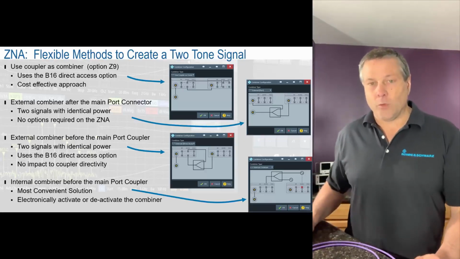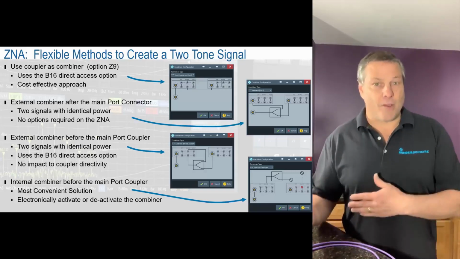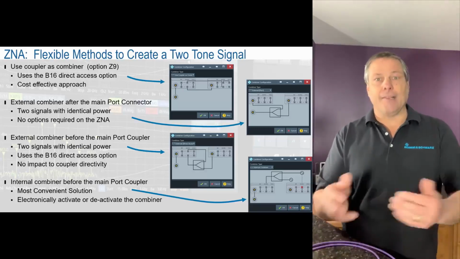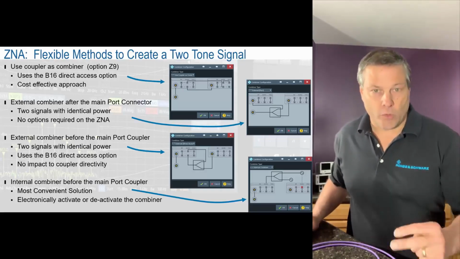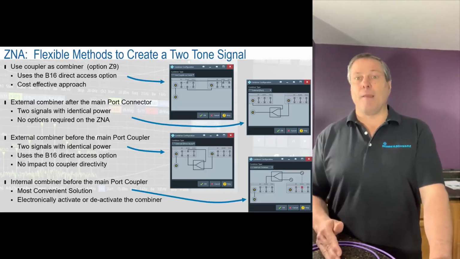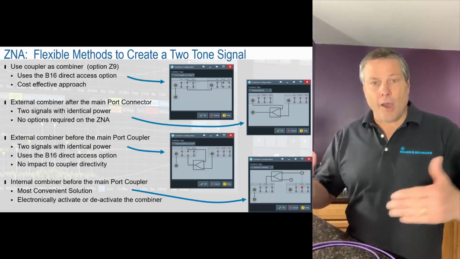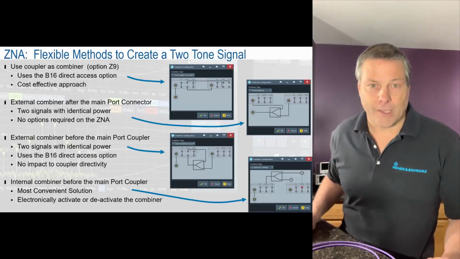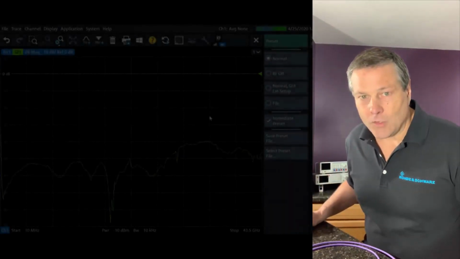The third thing that I want to take into account is, how often do I need to make this two-tone measurement versus the other measurements that I'm making? Do I need to add this combiner and then take it away and then add it and take it away all the time? Or is my setup predominantly always making measurements with two-tone signals and I can just leave the combiner in place? If I need to take it away a lot, then it might be nice to have the internal option for the network analyzer, which will automatically switch the combiner into the path when needed and take it out when we're not using it. So these are the things that I want to consider as I select the optimal way to create the two-tone signal.